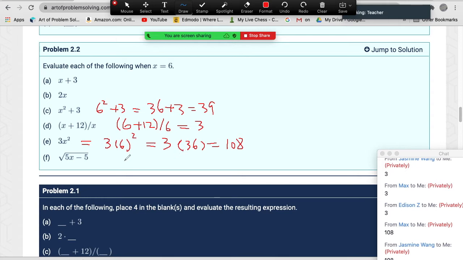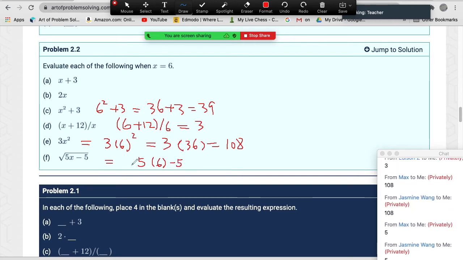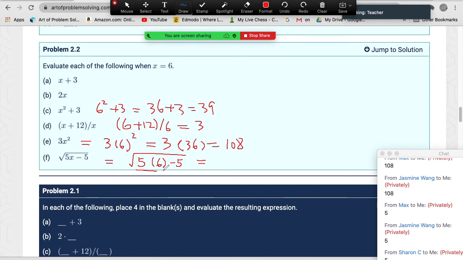Okay, now let's go to F. This one equals 5 times 6 minus 5, then square root. Yeah, Max is right, Jasmine is right. So first you need to do, okay, Sharon's also right, that equals 30 minus 5, then square root. You got 25 square root. So this one equals 5, because 5 squared gives you 25.